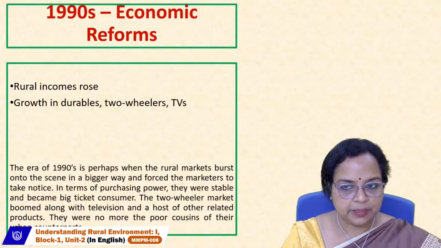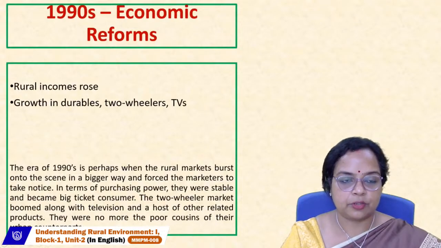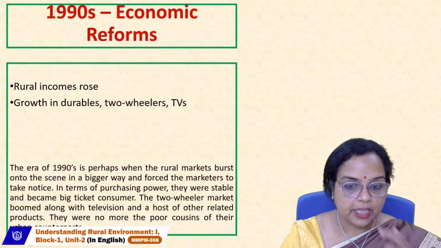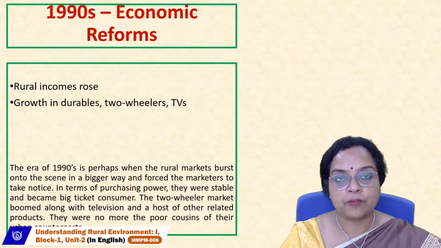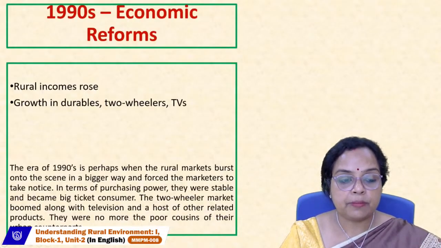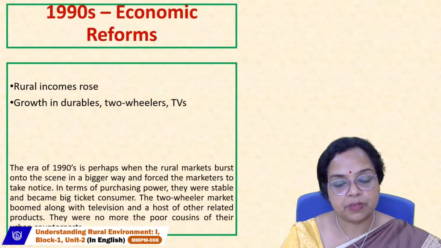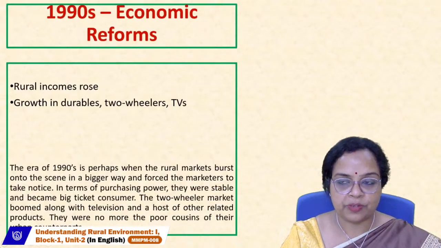In terms of purchasing power, villagers had a good amount of money in their pocket, so they had high purchasing power. They were stable and became big ticket consumers. That means they had the capacity to purchase high value products. The two-wheeler market boomed along with television and a host of other related products. People started using two-wheelers for better business operations.